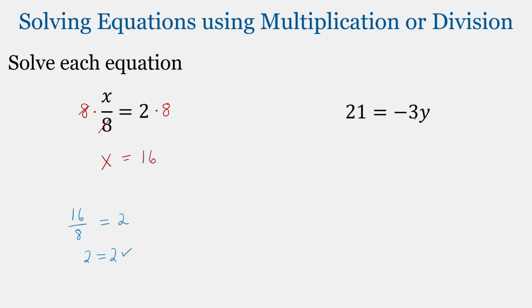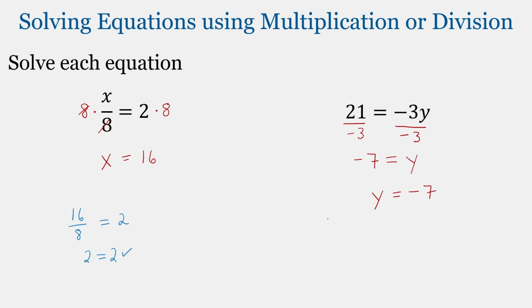With this second problem, we have 21 equal to negative 3y. So we have y times negative 3. So we're multiplying y and negative 3. The inverse operation of multiplication is division. So we will divide both sides by negative 3. Well, negative 3 divided by negative 3, that's 1. So we'll have y on the right side here. And then 21 divided by negative 3, that's negative 7. It's customary to lead with that variable, so I'm just going to change the order and say y is equal to negative 7.